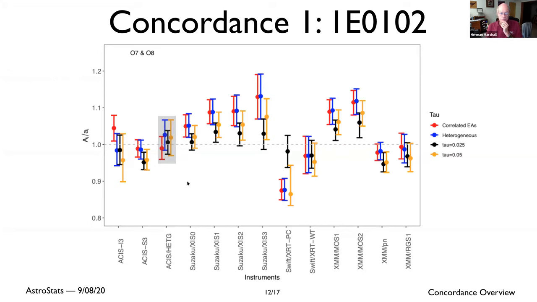I just wanted to highlight that we now have examples for the previous cases of two different fixed values of the tau, the prior, the heterogeneous one where we change the prior as a function of instrument, and then correlated taus. In this case I'm showing the combination of the oxygen 7, oxygen 8 lines, but now oxygen 7, oxygen 8 are correlated with neon 9, neon 10 because the effects on the effective area are similar in some sense. And so there's a very strong correlation between those two energies for most of these sources.